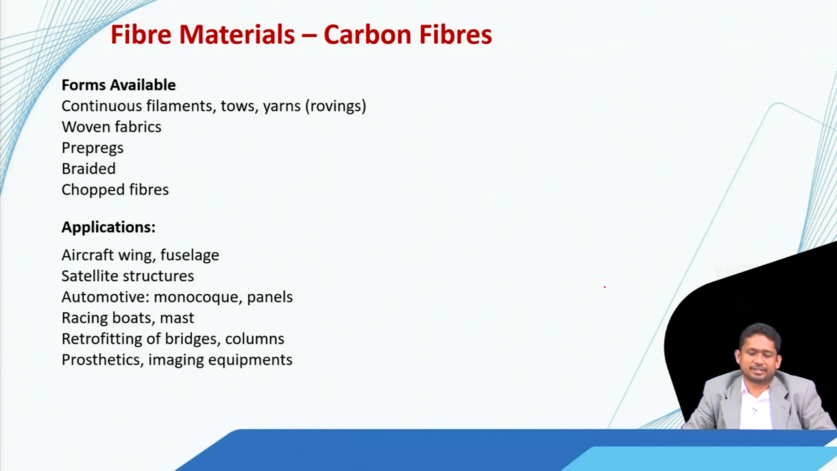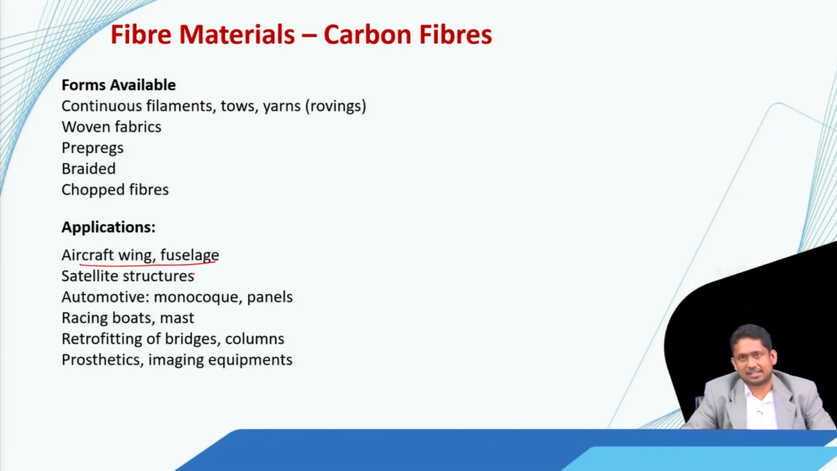Now it's also available in various forms like continuous filaments, tows, yarns, and woven fabrics, prepregs, and there can be braided forms also. So braided form is a more complex form. So here it's more advanced than woven form. So there we get the composites arranged in various directions in various complex patterns, and there are chopped fibers also. And also nowadays we are talking about 3D woven composites, where the entire arrangement is in 3D, not in 2D.